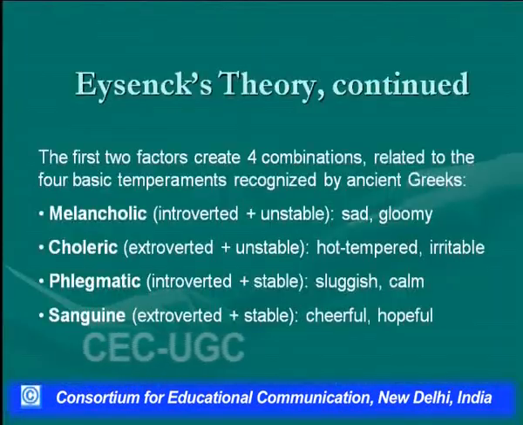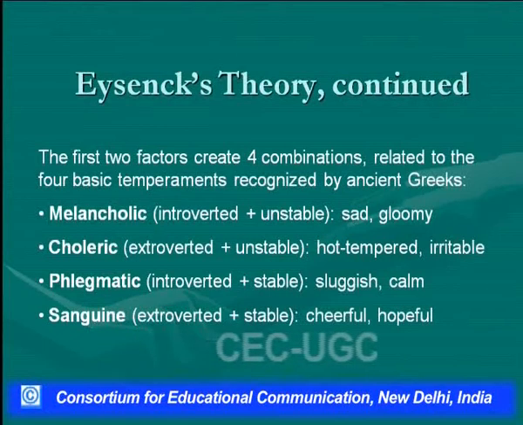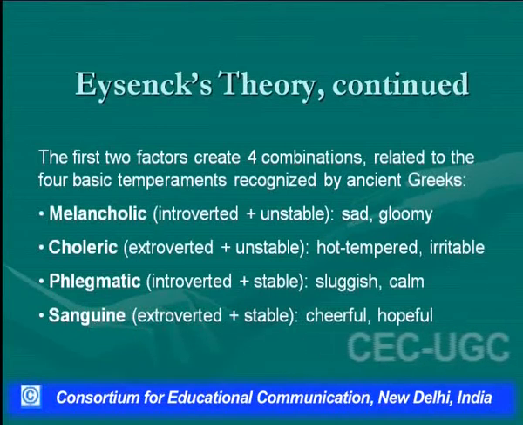So we have talked about basically 4 types of personalities, that is melancholic, choleric, phlegmatic and sanguine. These are the various combinations which are present in Jung's theory of personality.